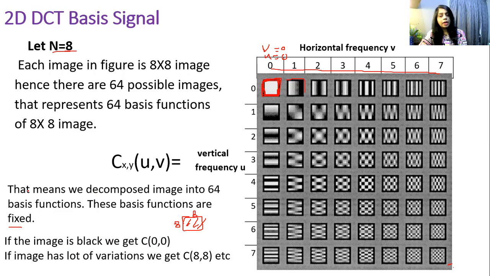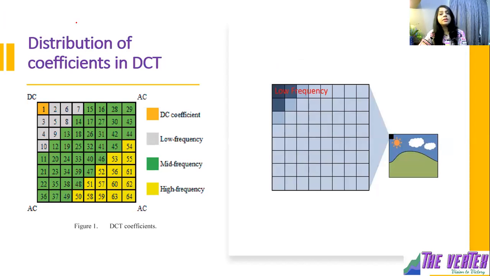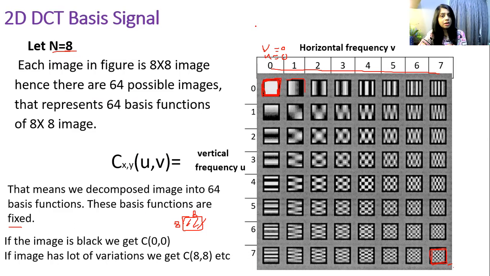If the image has lots of variations, as I have shown you earlier, like the Lena image, which has lots of variations everywhere, then if you calculate the DCT, its basis functions will be like this, and so on. So how to understand it? The distribution of coefficients in DCT: how these coefficients of DCT are distributed.